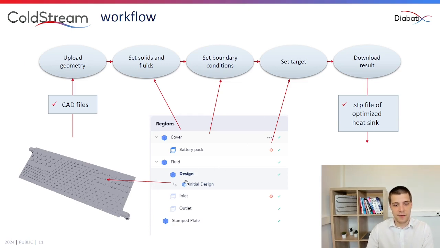And then in the design domain, the volume where ColdStream is allowed to modify the geometry, you then upload your initial design. And lastly, of course, you set the targets. Maximize heat exchange efficiency is a very common one. Constraining the pressure drop is another one. We have 20+ targets that you can mix and match however you see fit. And that's basically pretty much it. Once all that information has been provided, ColdStream can then start computing, and after a short while, you will then get the final design in STEP file format.